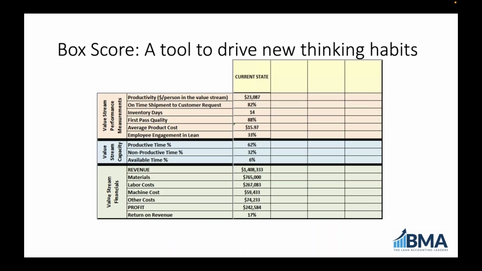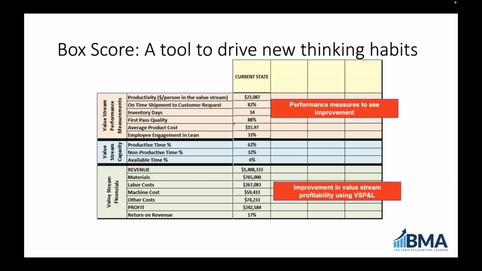So the box score is the three-dimensional view of value stream performance measurements. So how well is the value stream performing? Is it improving productivity, improving on-time delivery? If in manufacturing, you're flowing the materials faster and your inventory days are improving. Quality, is quality improving? How about the average product cost? Okay, is that going down over time? So these are the lean operational performance measures that measure what's going on. They reveal problems, and then they show the result of improvements.